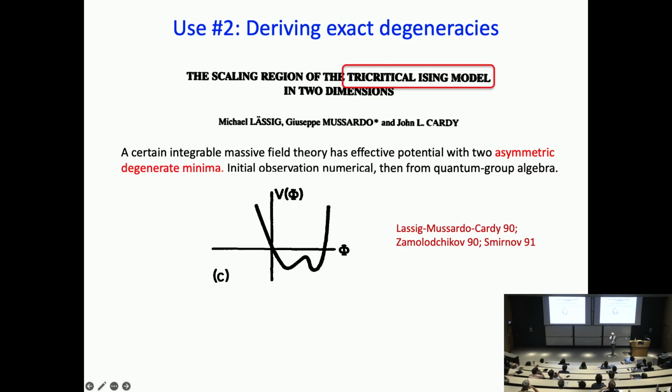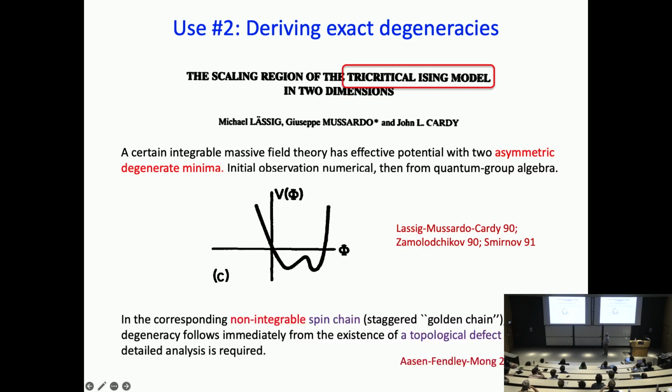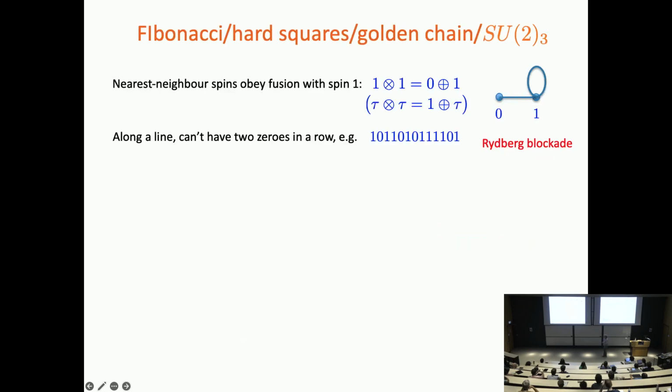And this was understood using integrability, assumed to be a very special thing, quantum groups and integrability and that stuff. But what we showed is that, in fact, there's a much easier way to see it. If you look at a lattice model which realizes this model, this degeneracy just follows from non-invertible symmetry. And again, it almost happens for free once you set this up.